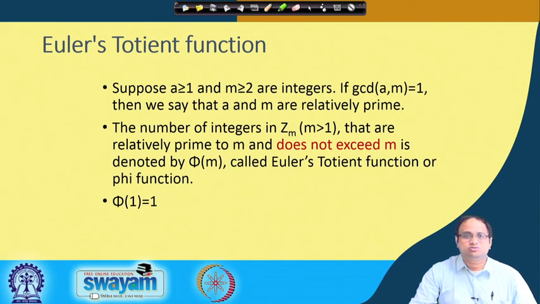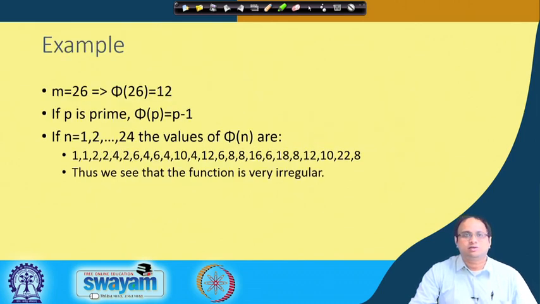To define it, phi of 1 is taken as 1, which initializes the phi function. Subsequently, if for example I want to compute phi of 26, with m equal to 26, it turns out to be 12. That means there are 12 numbers which are co-prime with 26. If p is prime, then it is natural to understand that phi of p will be p minus 1, just as we saw in the example. And here I have tabulated the values of phi n. You will see that phi n is a pretty irregular function.